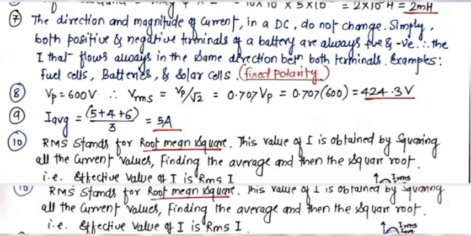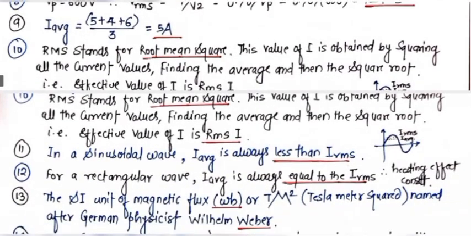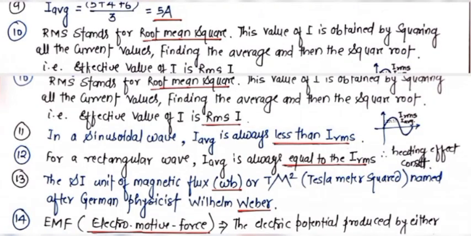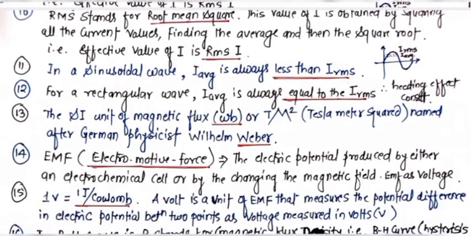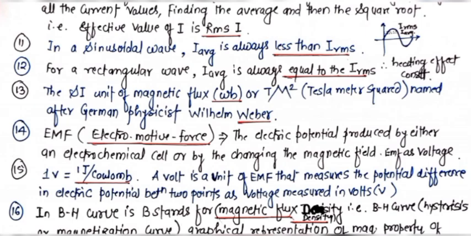Here, Vrms is equal to 0.707 of maximum voltage. I average is the average taken of instantaneous current values. RMS stands for root mean square. This value of current is obtained by squaring all the current's values, finding the average, and then taking the square root. That is, the effective value of current is the RMS value of current.